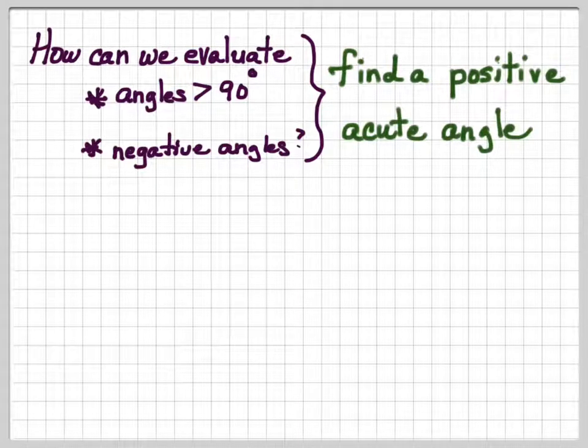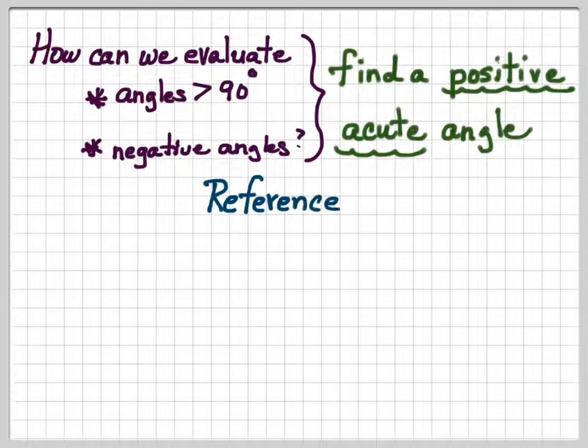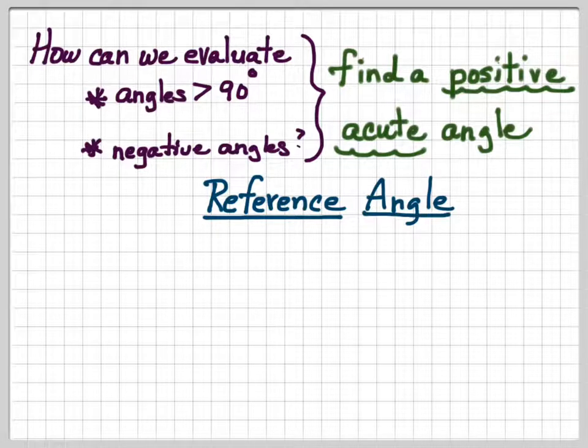In order to evaluate an angle that's greater than 90 degrees or less than 0 degrees, we need to find a positive acute angle. And the words positive and acute are really important here. Positive and acute. All right, so we're going to talk about the definition of a reference angle. Now, this is a long definition. I'm going to give it to you, and then I'm going to ask you to pause this video so that you can actually write it down so that we can tear it apart a little bit.